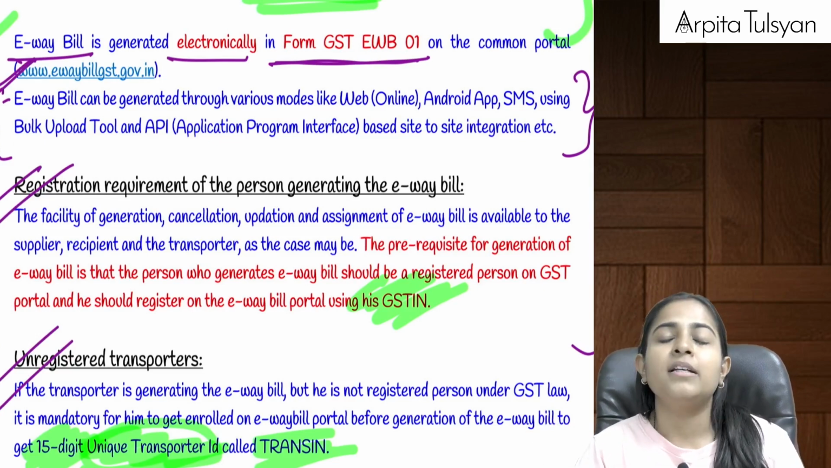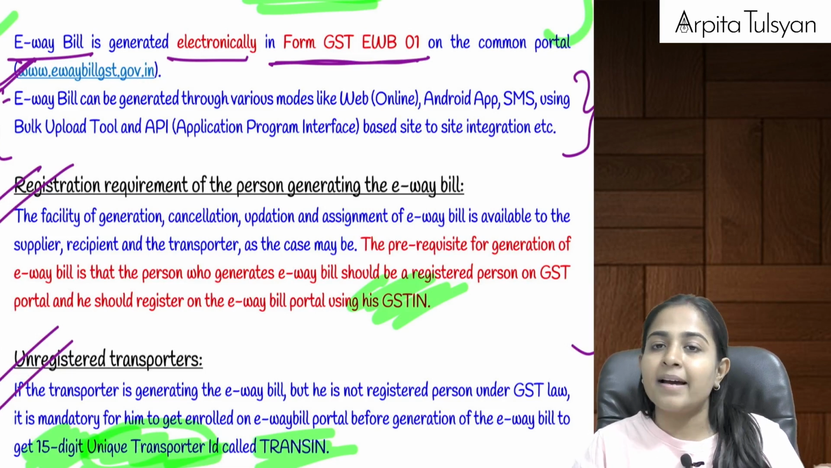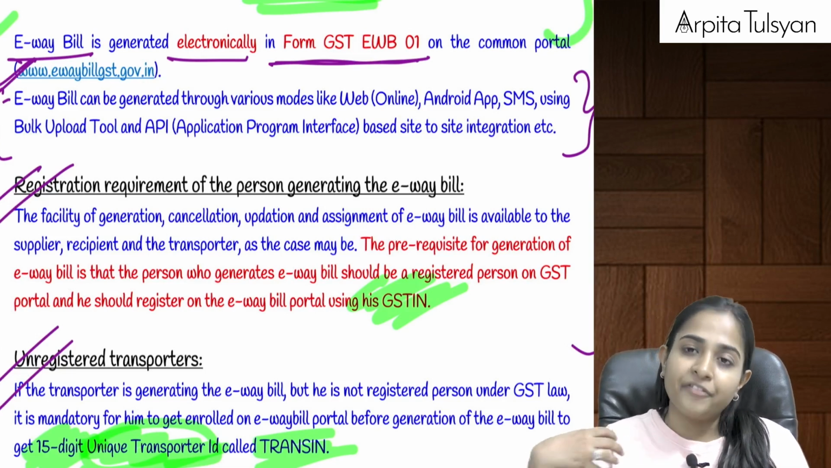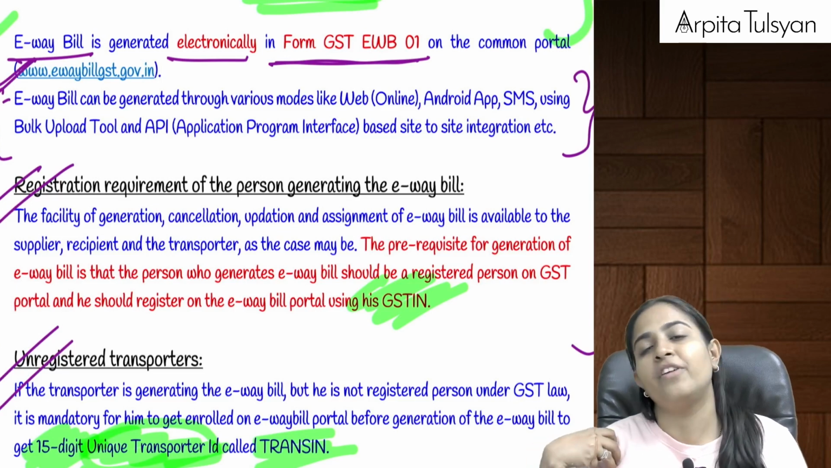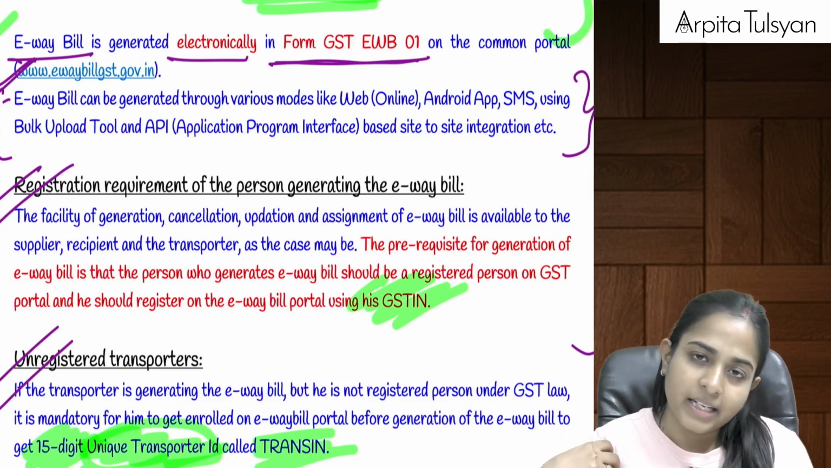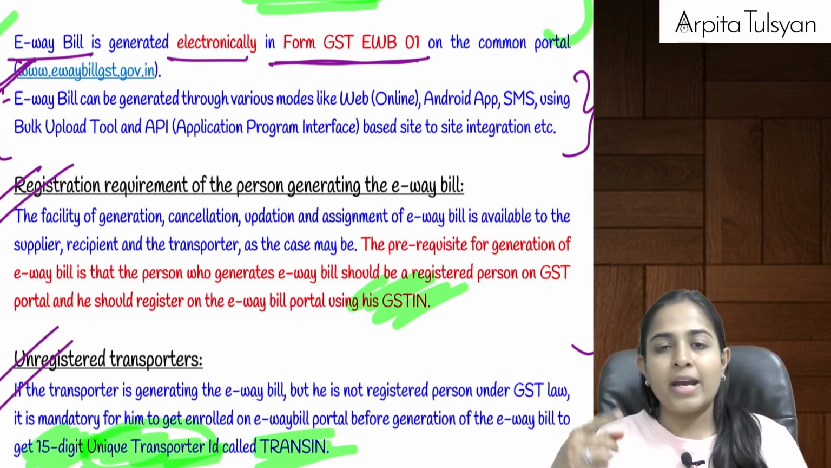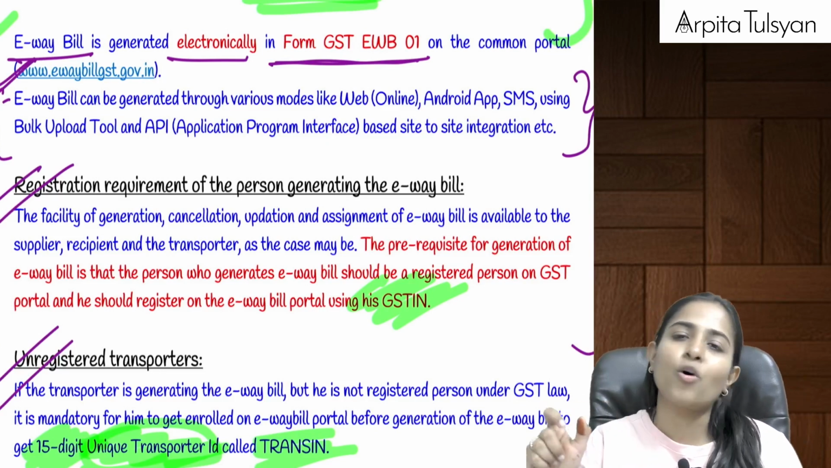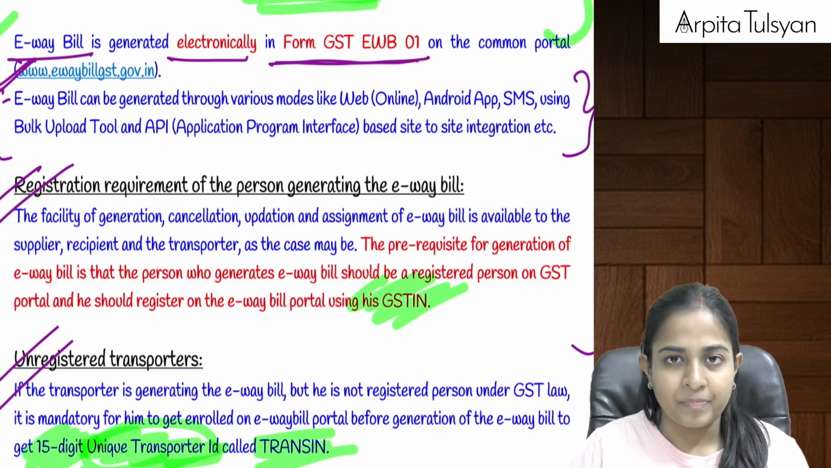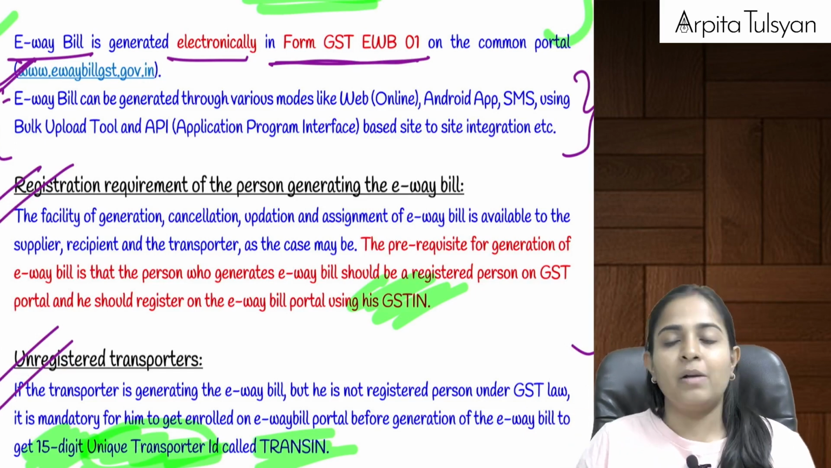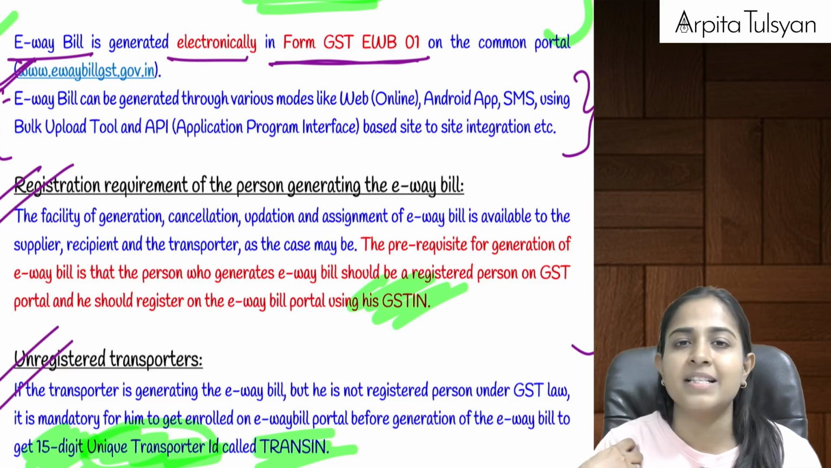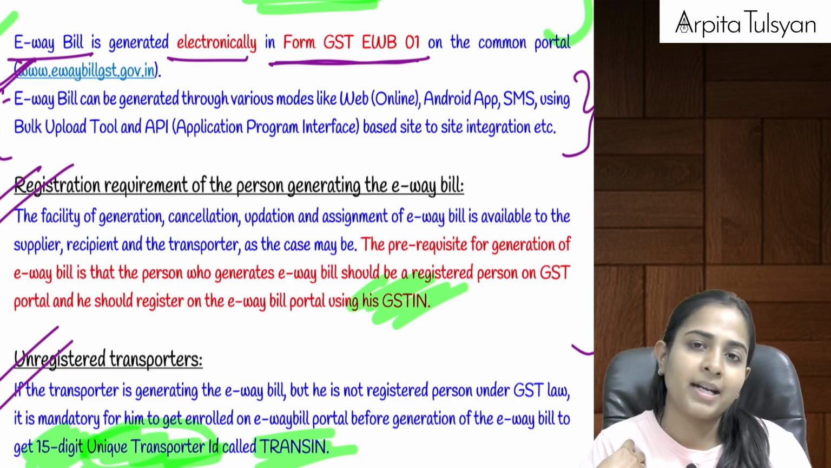Normally, the responsibility is that if the supplier is a registered person and if he is arranging for the transport, he will generate the e-way bill part A. E-way bill is divided basically into two parts, part A and part B. Part B is always to be filled by the transporter, but part A will be filled by the consignor who is a registered person, and if he is arranging for the transport, he will fill the part A.